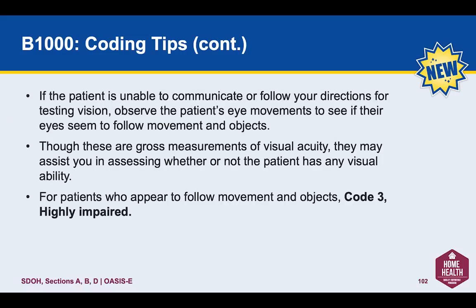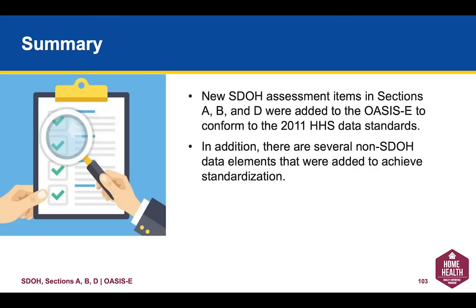If the patient is unable to communicate or follow your directions for testing vision, observe the patient's eye movements to see if their eyes seem to follow movement and objects. Though these are gross measurements of visual acuity, they may assist you in assessing whether or not the patient has any visual ability. For patients who appear to follow movements and objects, choose code 3, highly impaired.